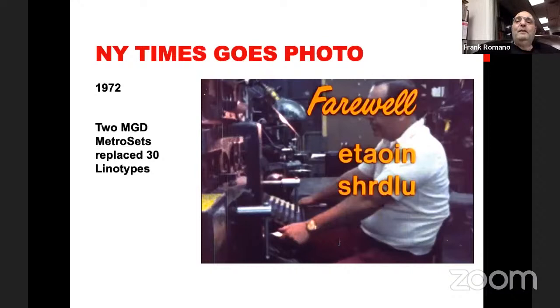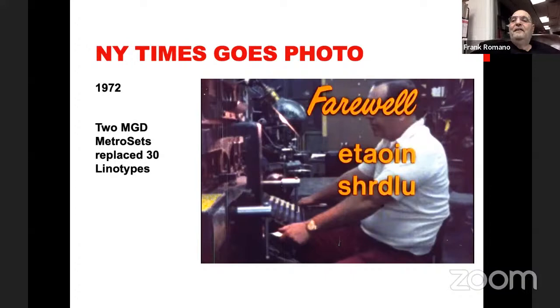By the way, if you want to see an interesting video, it's called Farewell Etaoin Shrdlu. It's about the night when the last page in metal was set by the New York Times because they bought two MGD Metro Set photo typesetters, which replaced 30 Linotype machines. This is why the union was so opposed to photo typesetting and why there was that big strike in New York City. And the result of that strike was that every union member had a job for life. And it was only last year that the last person under that deal finally retired.